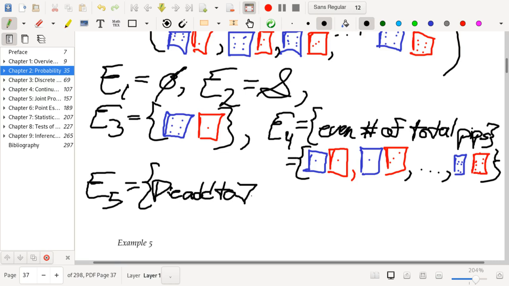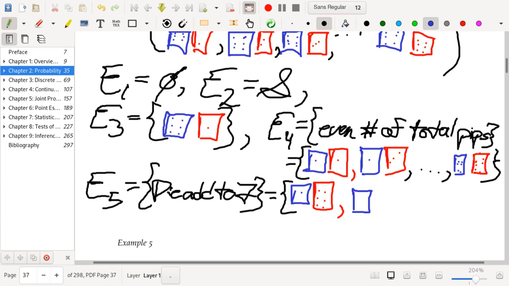All right, so what would be in this event? Well, we could have that the blue dice is 1. And if the blue dice is 1, since they have to add up to 7, that means that the red dice is going to be 6. What's another possible outcome? Well, you could have that the blue dice is 2, and since the... oh, no, they don't add up to 6, they add up to 7.